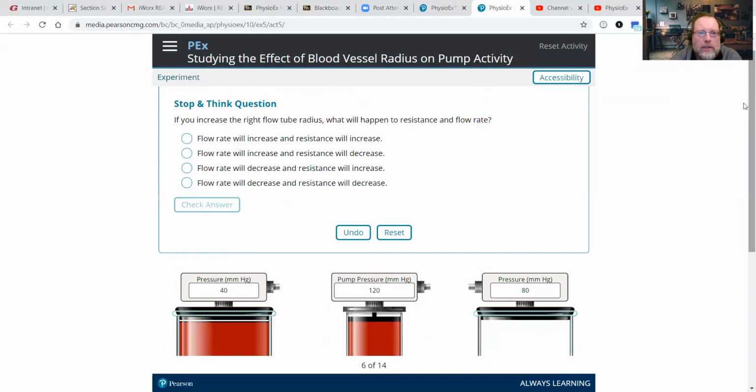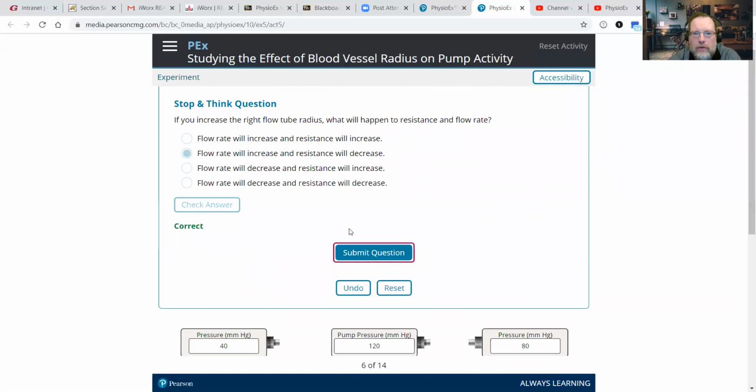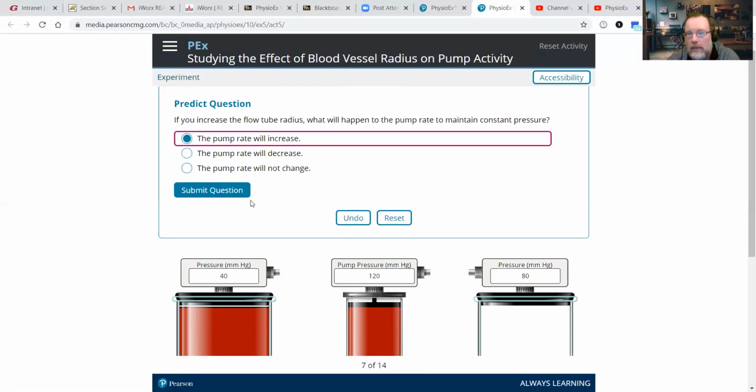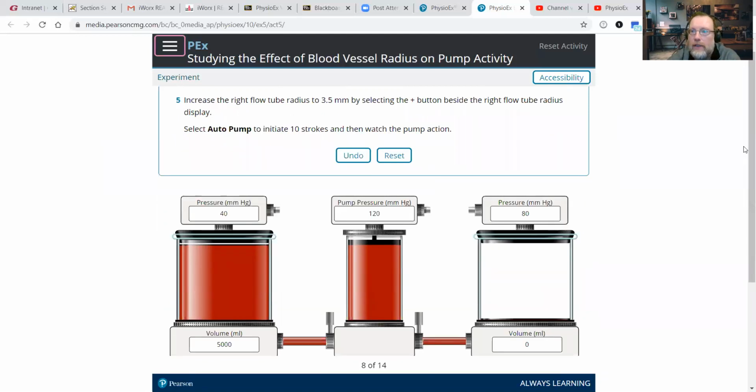All right, so let's refill everything, get everything back to baseline. It's going to ask us a question. Increase the flow tube radius. So what will happen to resistance and flow rate? Well, remember, if we increase the radius, we're going to increase flow rate, but resistance should decrease. So predict, if we increase the radius, what's going to happen to the pump rate? Okay, so if we increase radius, we decrease resistance. So we should see an increase in heart rate or pump rate. All right, so let's see if that's what happens.